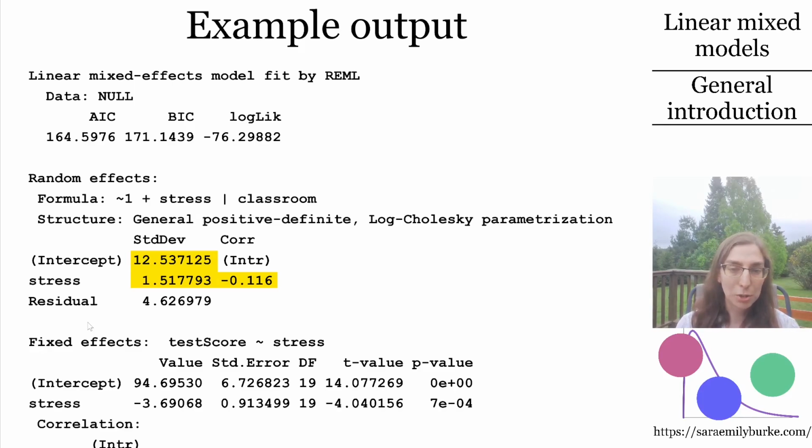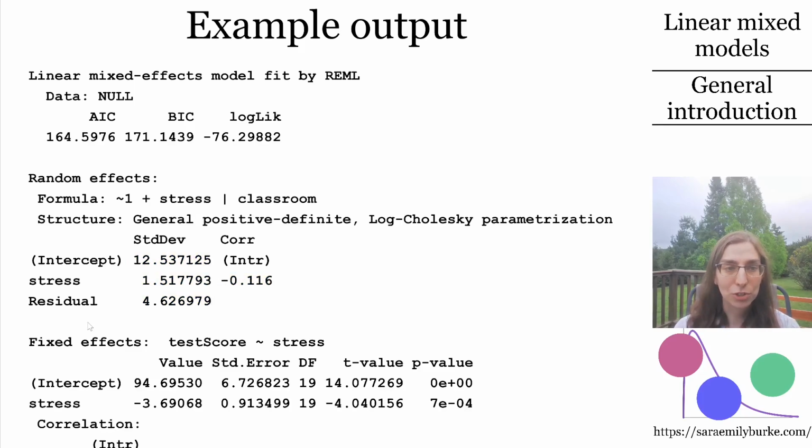Usually we don't care about this stuff except to make sure that it is reasonable. Nothing is zero and nothing is too extreme. We also get the residual standard deviation here, information about the error variance left over after accounting for the randomness in the intercept and the slope. In other words, the discrepancies from the lines drawn within each classroom.